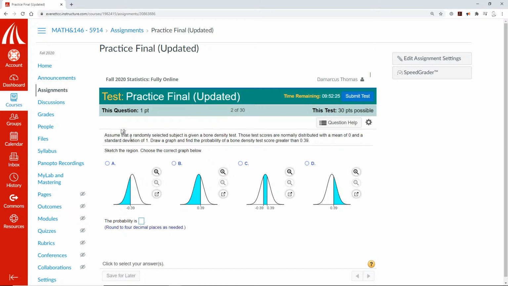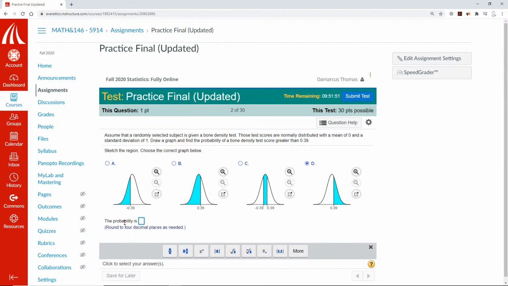Here's another kind of question. It says, assume that a randomly selected subject is given a bone density test. Those test scores are normally distributed with a mean of 0 and a standard deviation of 1. So that is the standard normal distribution. Draw a graph and find the probability of a bone density test score greater than 0.39. And if you look at all of the different pictures, it looks like D represents that.